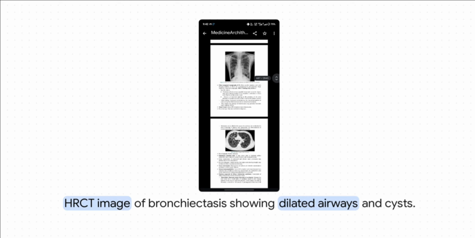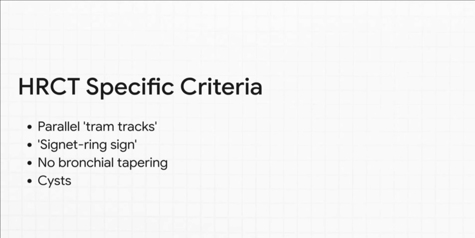Instead, high-resolution computed tomography, or HRCT, is the absolute gold standard and the imaging modality of choice. This scan gives us beautifully detailed cross-sections of the lung tissue, letting us directly visualize the structural failure. We can clearly spot the dilated airways and those cysts that definitely shouldn't be there. When radiologists look at these HRCT scans, they're hunting for some poetic but incredibly precise visual clues.